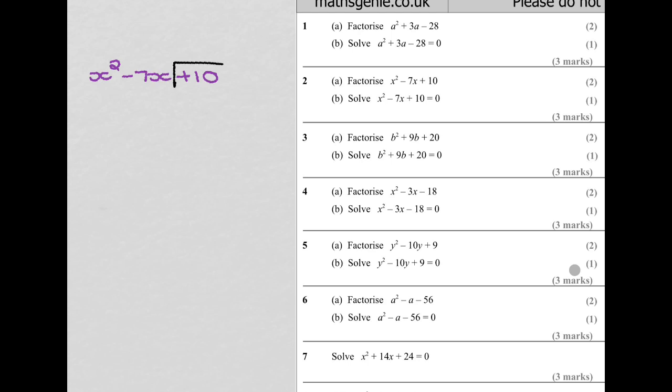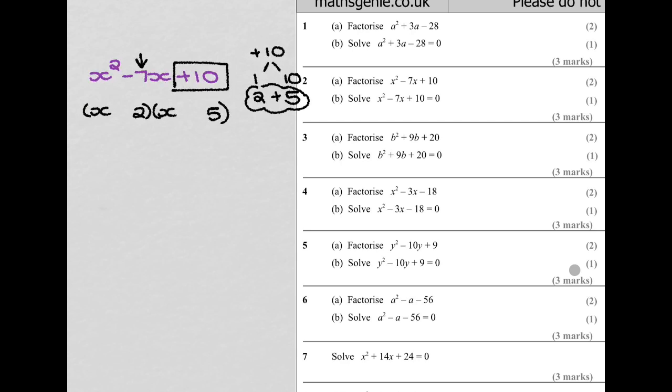Again, I'm looking at that last number. I've now got a plus 10. So I want the factors of 10, which are 1 and 10, 2 and 5. The plus means I'm adding the factors. So which set of factors add to give me 7? The factors that add to give me 7 are 2 and 5. So I say x and 2, x and 5.